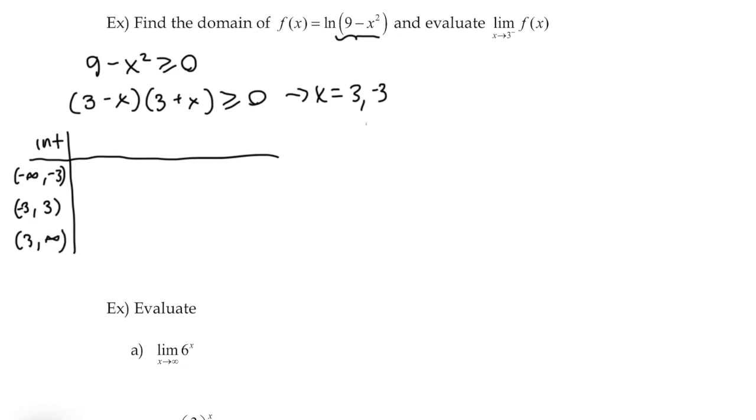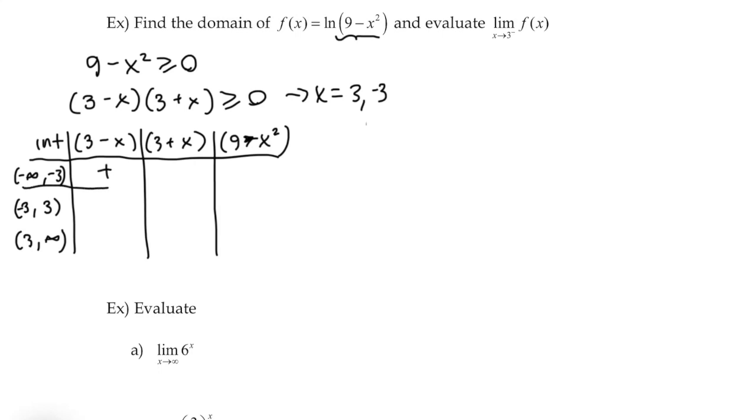And then we're looking at each factor, 3 minus x, 3 plus x, and then what's the sign of the entire expression? Because we want that to be greater than or equal to 0. Sorry, 9 minus x squared. There we go. Okay, so when x is negative, let's say x is negative 4. 3 minus negative 4 is positive. 3 plus negative 4 is negative.